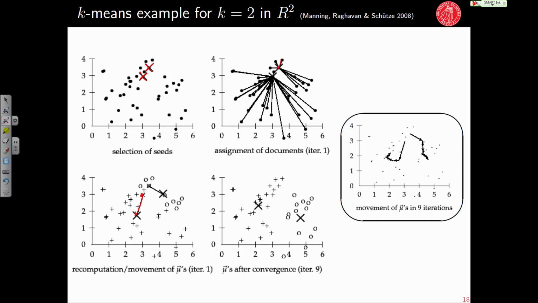So over time, after 9 iterations, the centroid will be here in this position and there. And you can see now that the points that were pluses in the first iteration, some of them turn to be circles. So this is why it keeps on changing. This is why it's improving.